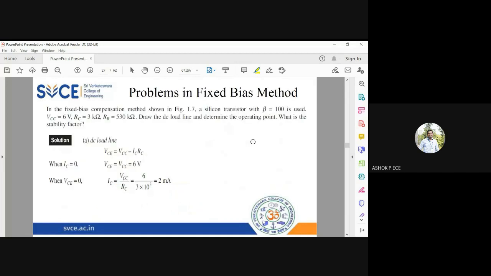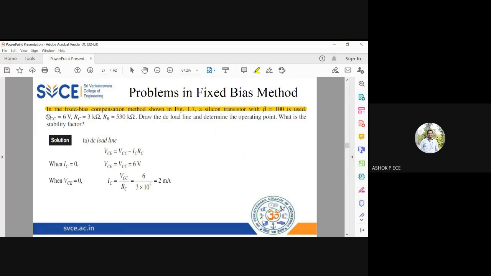Okay. So it's a simple problem in this circuit. They have given parameters of the transistor. Beta value is 100. I'm going to use a silicon transistor, so silicon means you have to use VBE as 0.7. Silicon means it is understood that the cut-in voltage of the diode is going to be equal to 0.7 volt. So that is given indirectly in this question.